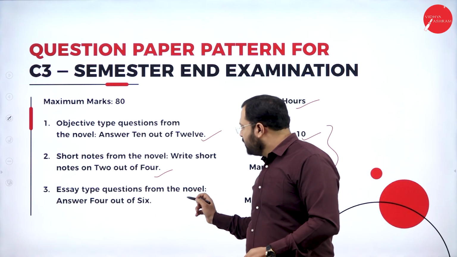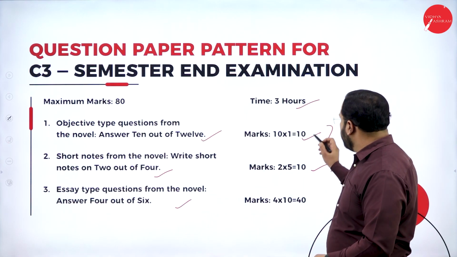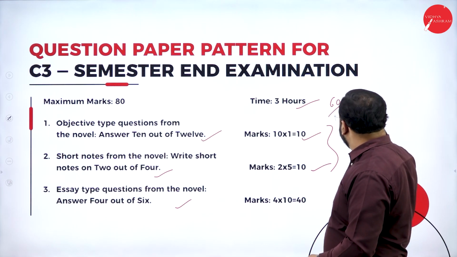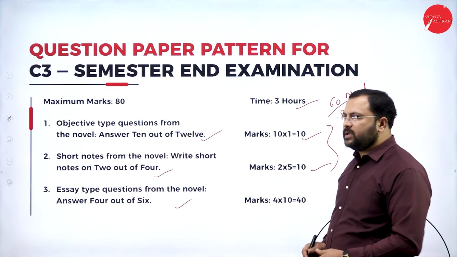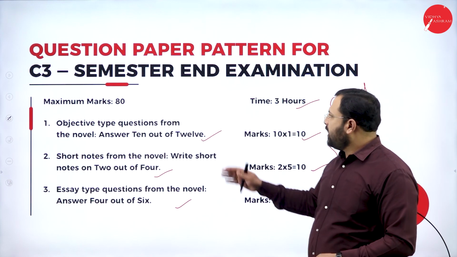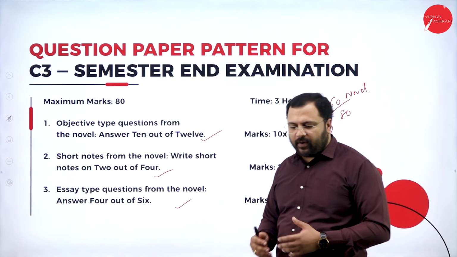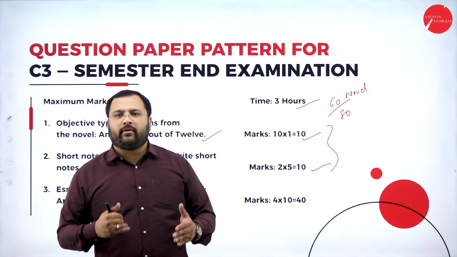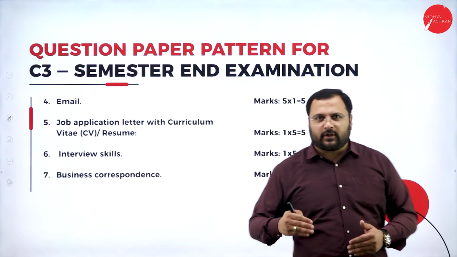Essay type questions from the novel. Answer 4 out of 6. So see, you have out of 80, 60 marks from the novel. So long answers, 4 questions. Short answers, 2 questions. And objective type questions, 10. So you have to thoroughly go into the novel and read everything without missing anything. And the remaining 20 marks goes for the language component.